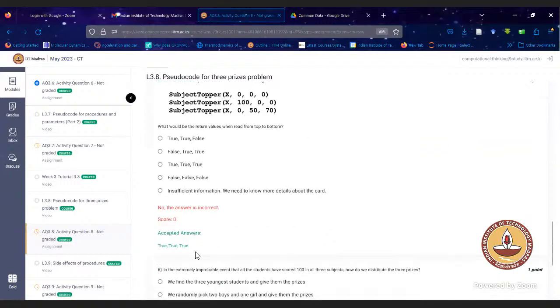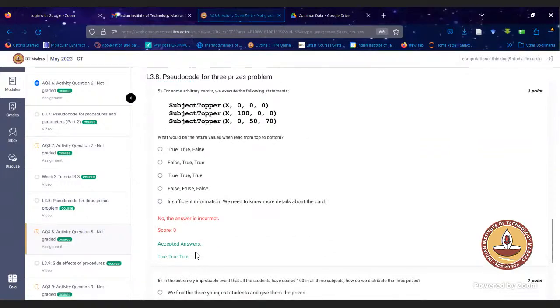Sir, in question 1 it's written, read from top to bottom. What would be the returned values when read top to bottom? Even if you read it from top to bottom, do you think this will have an effect on the outcome? No, sir. This is where you will get lost, because the order doesn't matter.